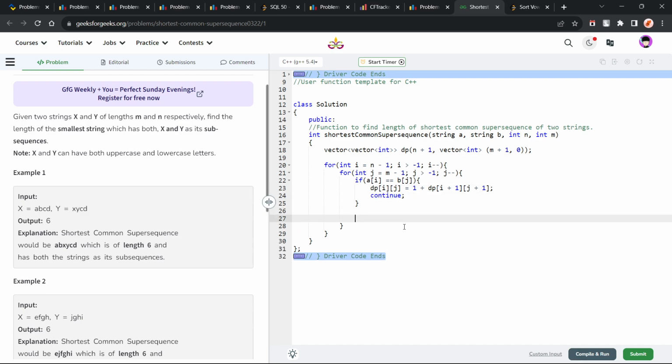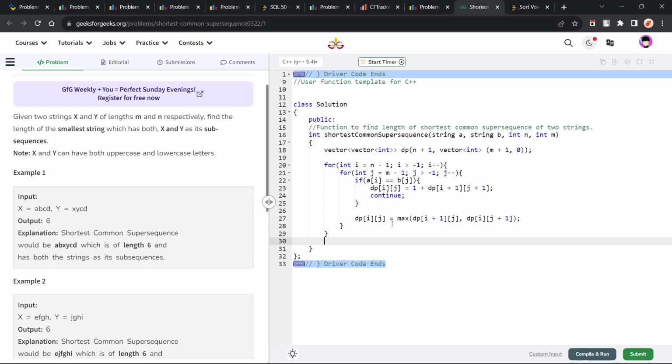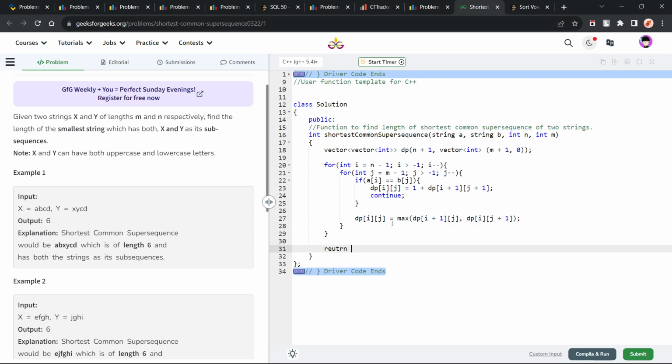Otherwise what we can try to do is, either we skip the character in the first string, or we skip the character in the second string. So dp of ij can be the maximum of dp of I plus 1 j, and dp of I j plus 1. So this is very simple. This is the only thing you have to do. Now we have to return n plus m minus dp of 0 0, which is the length of the longest common subsequence.